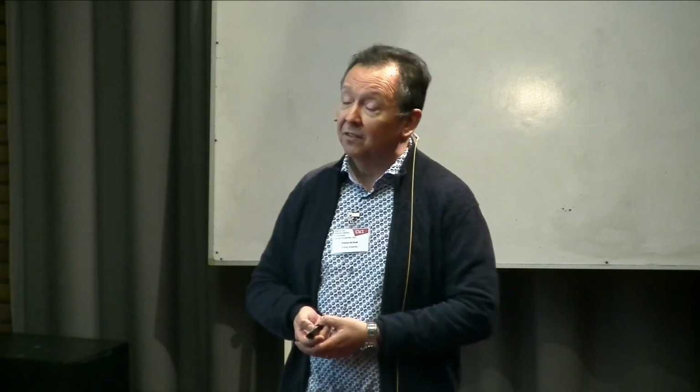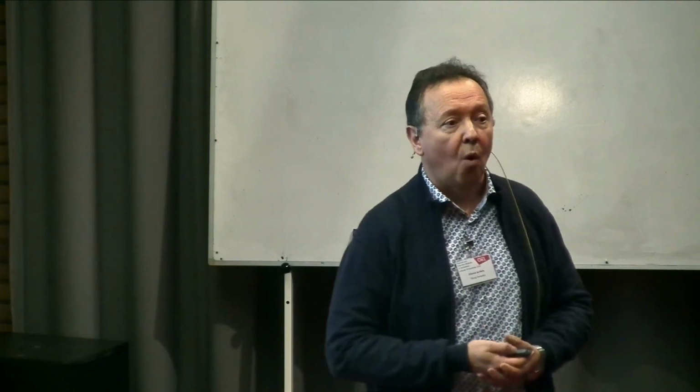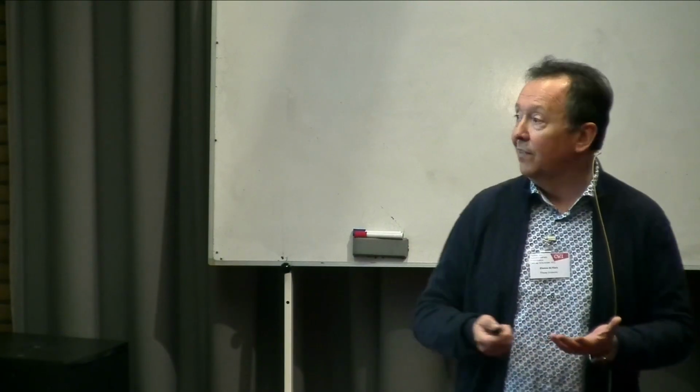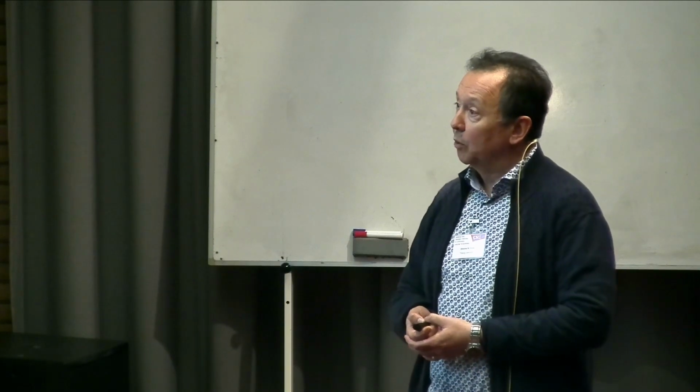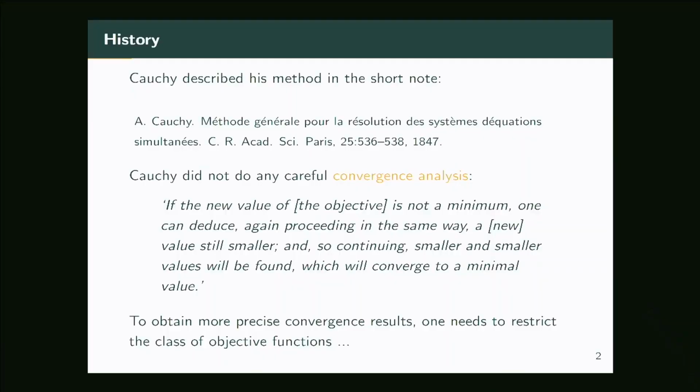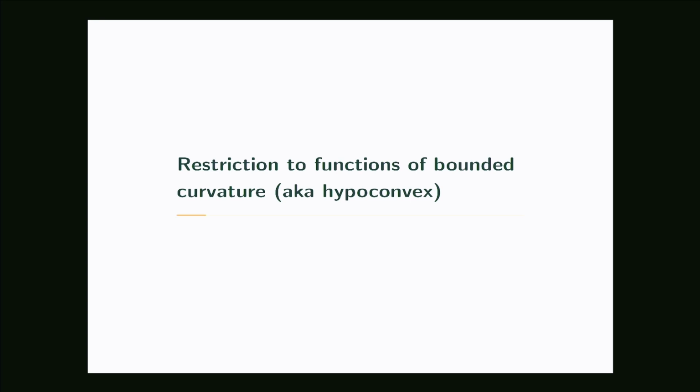And if you want to make more precise statements, you will have to limit yourself to certain classes of functions. It's just too general to consider all differentiable functions that you might encounter as input. So the class of objective functions where one can say interesting things is called the class of bounded curvature functions, or functions of bounded curvature. And these functions are also known as hypoconvex functions. So I will explain to you what these objects are.